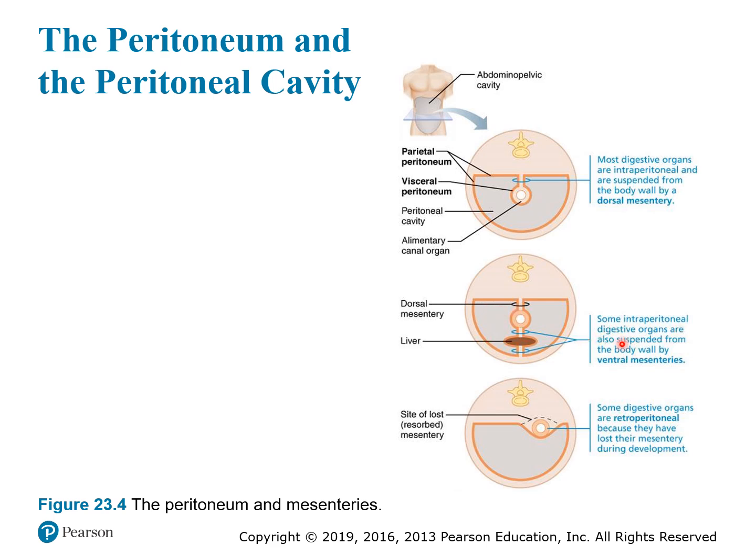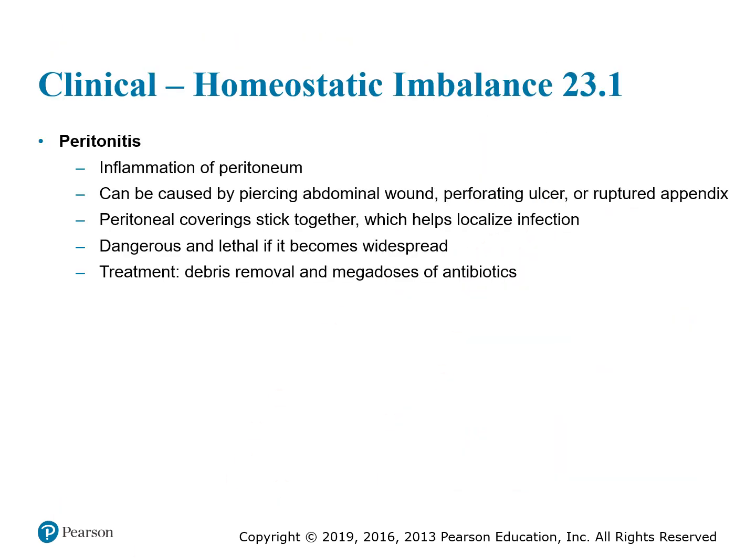Some intraperitoneal digestive organs are also suspended from the body wall by ventral mesenteries. So this is the liver. There are two portions of the ventral mesentery. One is behind the liver, and one in front of the liver. And this is important: some digestive organs are retroperitoneal because they have lost their mesentery during development. So this is just to give you the idea of what these terms are.